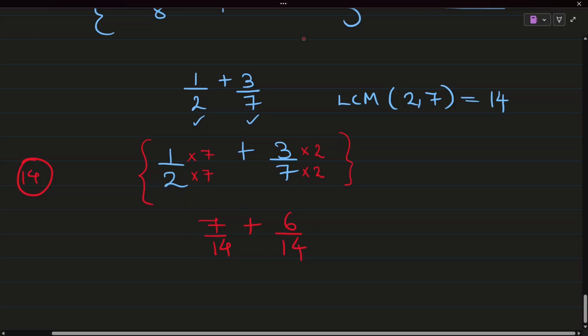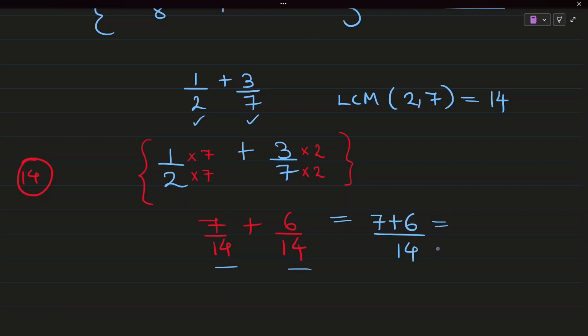Okay, now we have the same denominator. So what can we do? We can just simply add the numerators here. What is 7 plus 6? 7 plus 6 is equal to 13, divided by 14. So this will be the final answer.